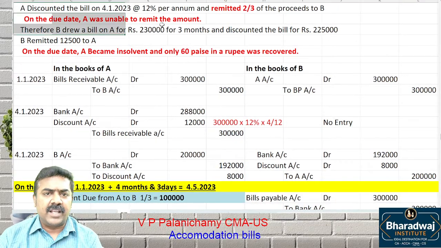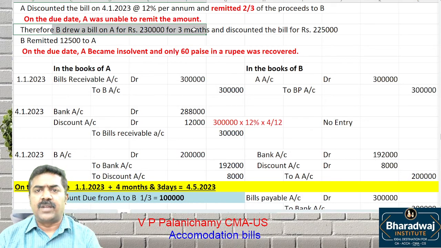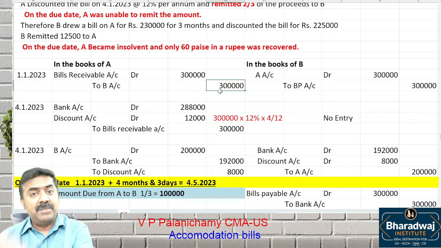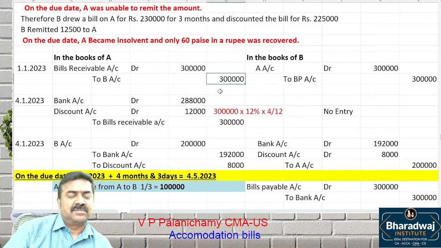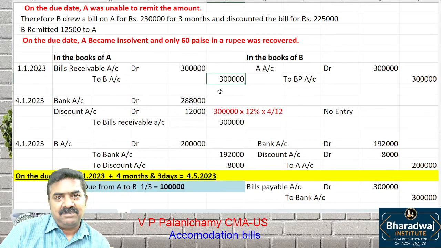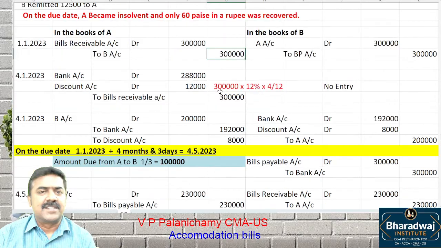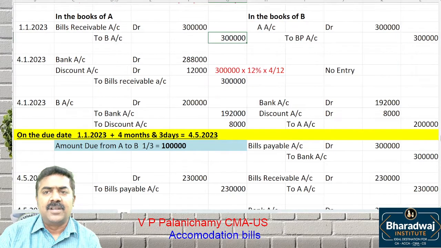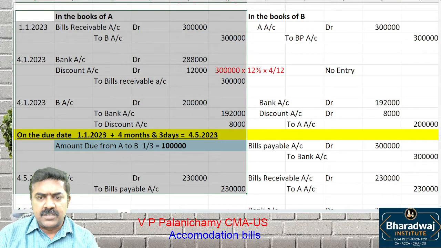Now look at this. On the due date, A was unable to remit the amount. Therefore, B drew a bill on A for 2,30,000. Who's drawing the second bill now? B is drawing the bill on us. What is the entry the other party will pass? Bills receivable account debit to A account. We will pass the entry: B account debit to bills payable account. Copy up to this, then we will proceed further.